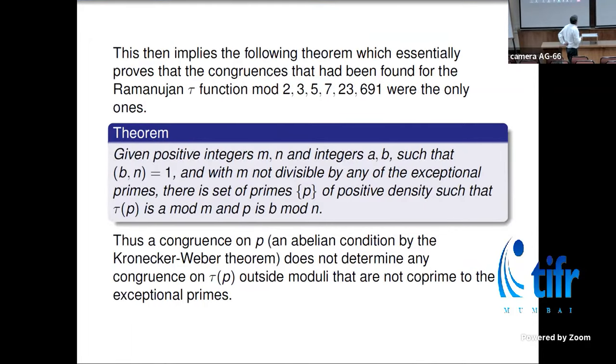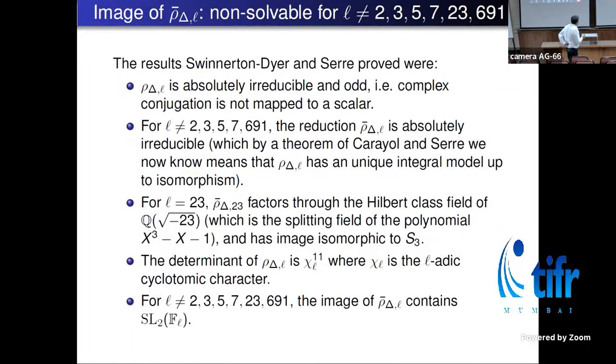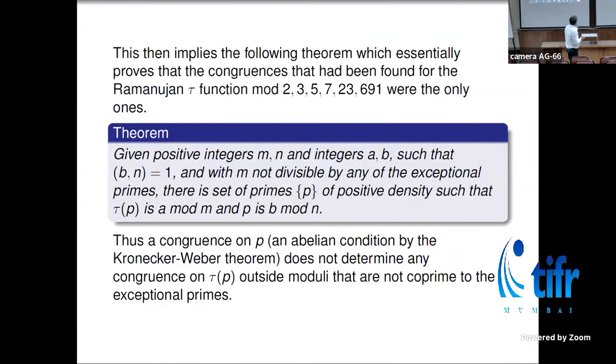Okay. All right, and somehow once you show that some of these mod L images are large, in particular non-solvable, outside this exceptional set, then one can say that there cannot be some simple-minded congruences for tau mod L. Again, what the images of these Galois representations are, you can rule out there being simple congruences for the tau function modulo any prime L outside this exceptional set, right? So the congruence on p does not determine any congruence on tau p outside this exceptional set of primes. All right, so this is what Serre and Swinnerton-Dyer had done.